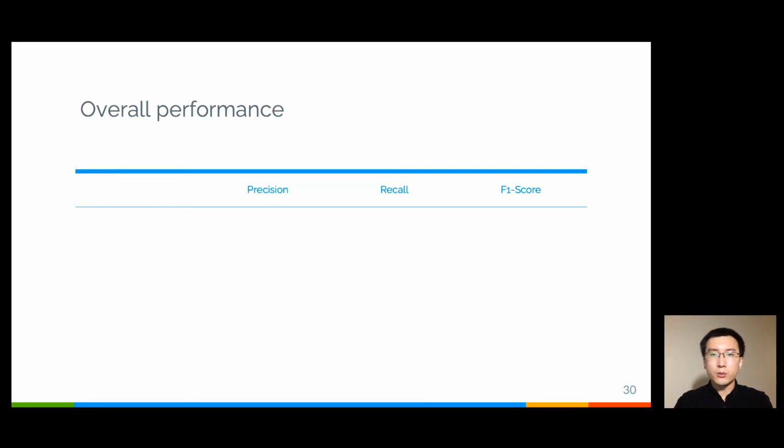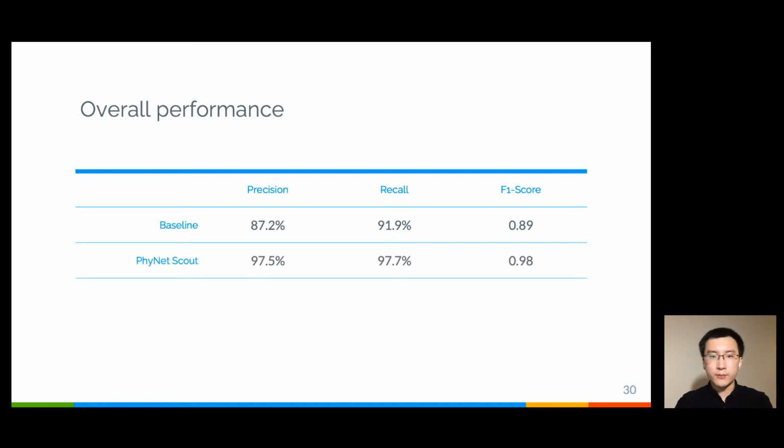Here is the table showing the overall performance of the system. We show the overall performance in 3 metrics: precision, recall, and F1 score. The baseline can achieve around 90% of the precision and recall, and here is the result of a Scout. Compared with the baseline, the Scout can gain 10.3% on the precision and 5.8% on the recall. This shows that our Scout can perform better than the current system and classify the incidents at really high accuracy.